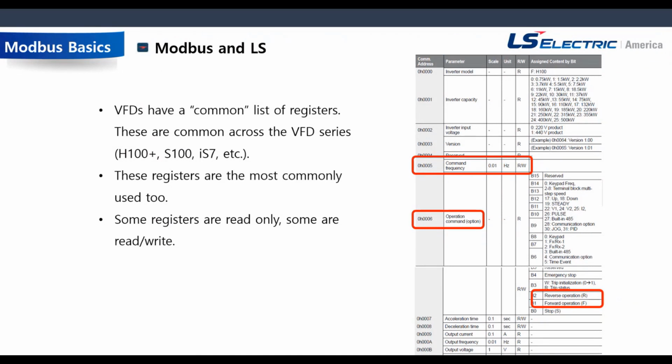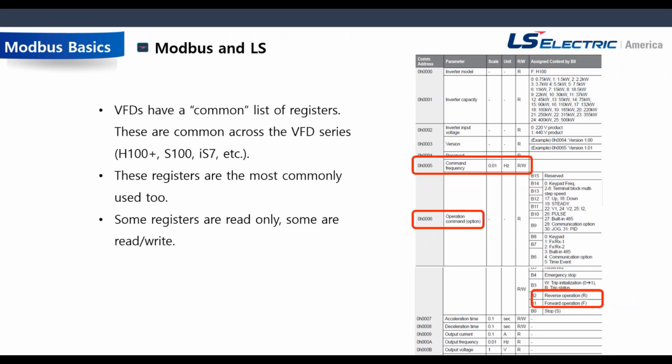So this is a read-write register. It says R/W here. If I was to write a 6000 here, it would go to 60 hertz because there's 2 decimal places here. And this would be the same register on an S100, an H100 plus, an IS7, an H100, a G100, and so on. So if you're communicating with multiple LS drives, it's all the same register.